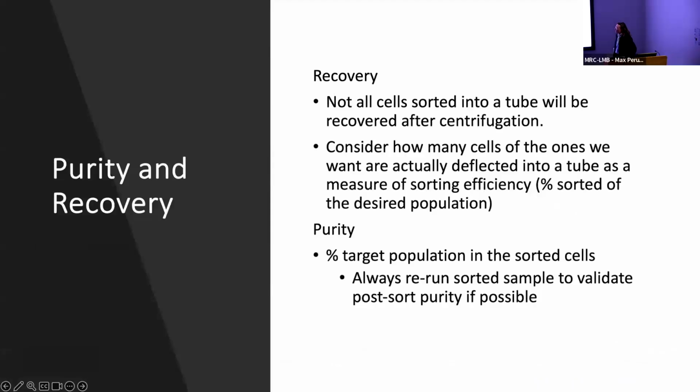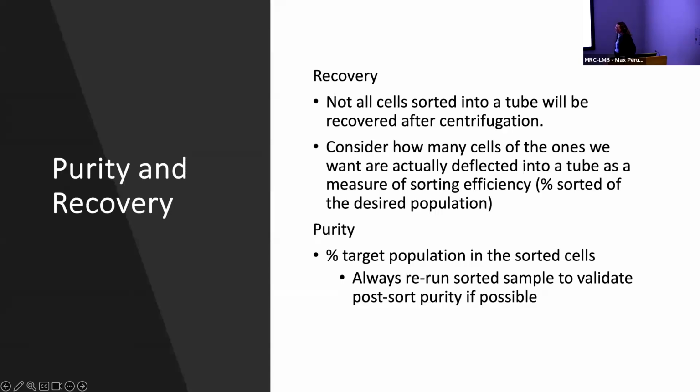All right, so now a little bit about purity and recovery. We need to also keep in mind that not all the cells sorted into a tube will be recovered after we spin down the sample post-sort. So we need to consider how many cells of the ones we want are actually deflected into the tube as a measure of sorting efficiency, and that is considered as percent of the sorted or the desired population. And the purity, of course, is a percent of the target population in the sorted cell.